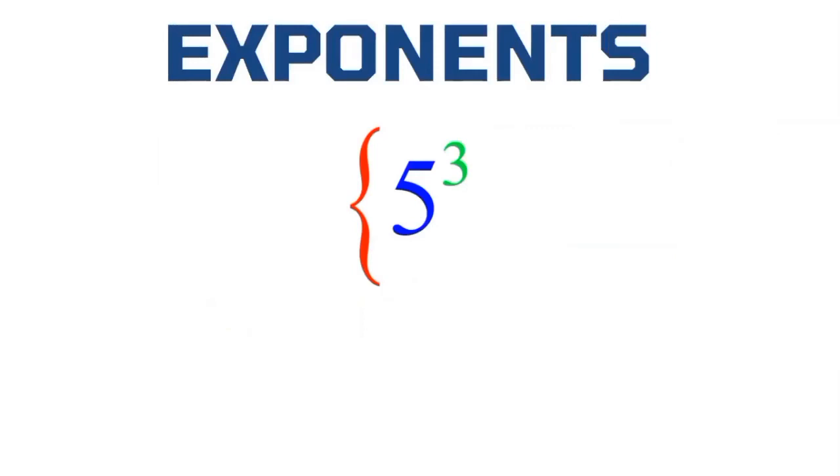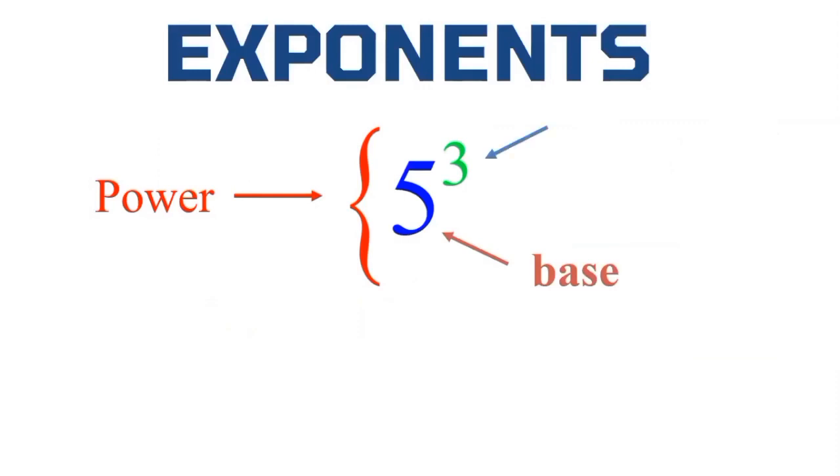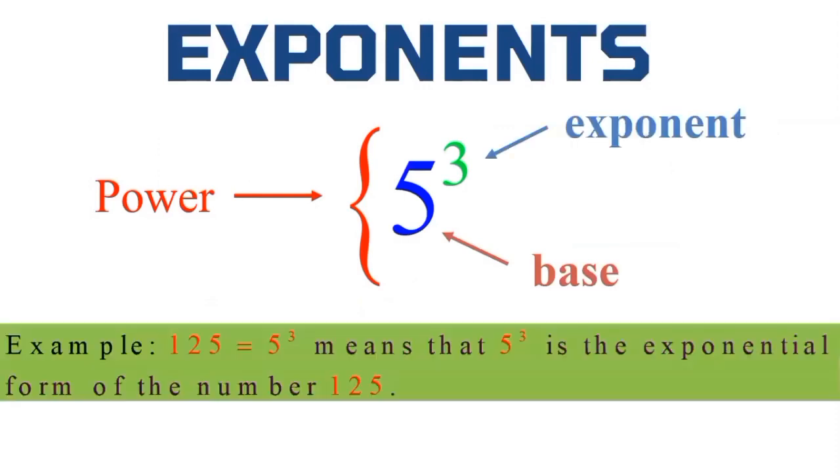So we have here an expression wherein 5 is raised to 3. The whole expression is called power. 5 is called the base, and 3 means the exponent. It says here that 5 cubed means we have 3 factors of 5, and that is 5 times 5 times 5. An exponent tells you how many times the base is to be multiplied by itself.